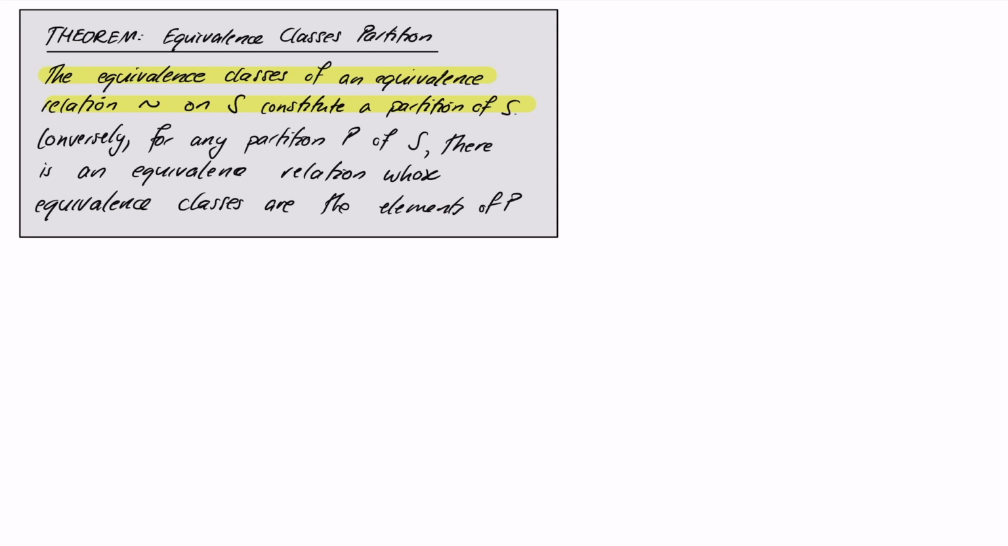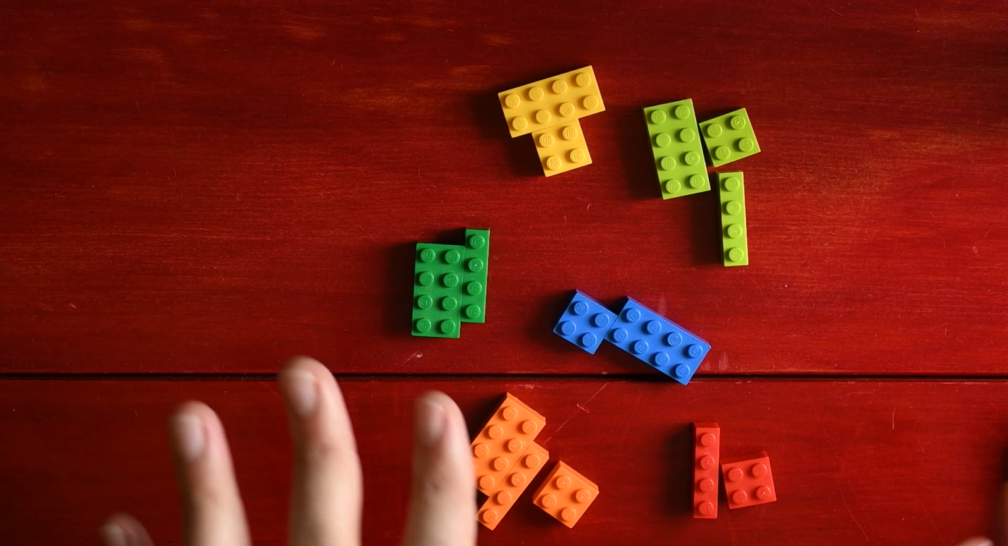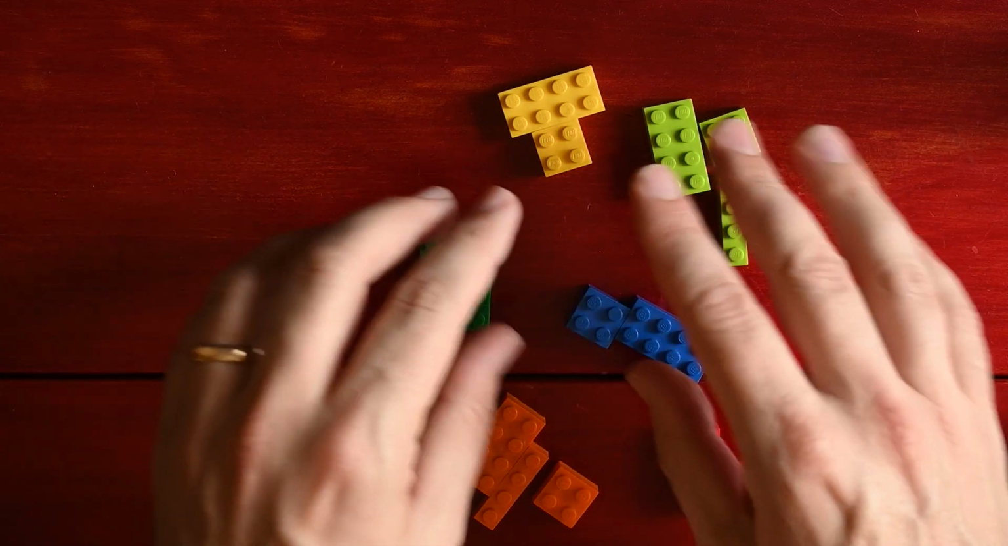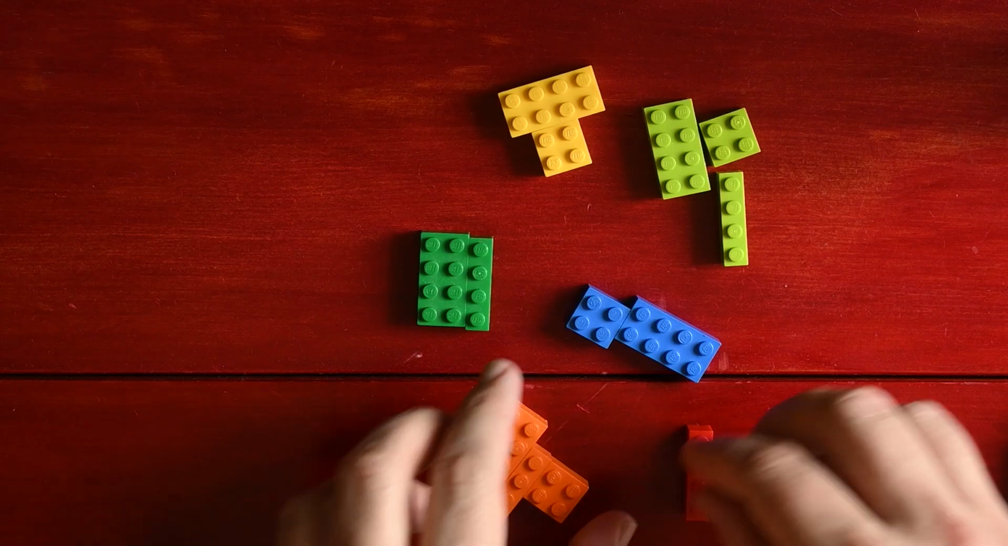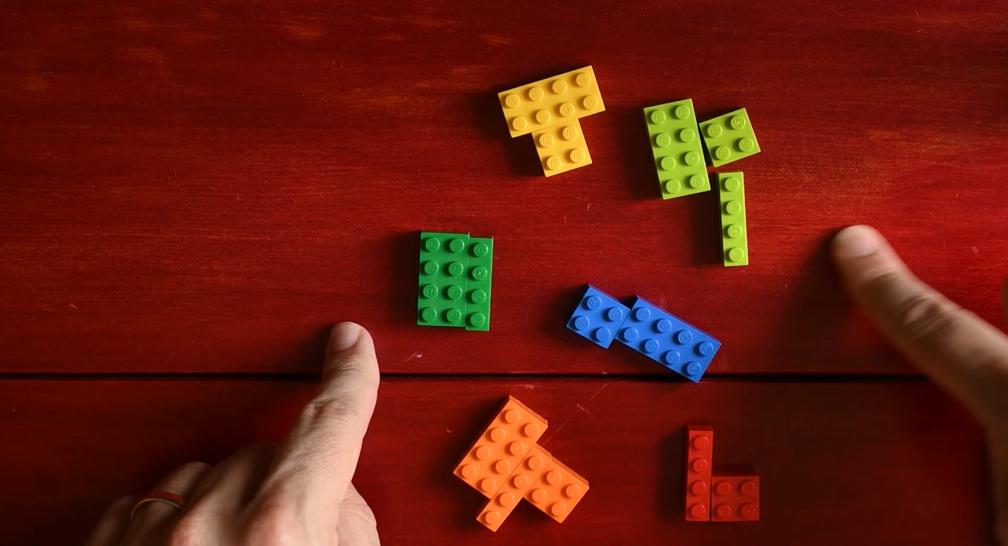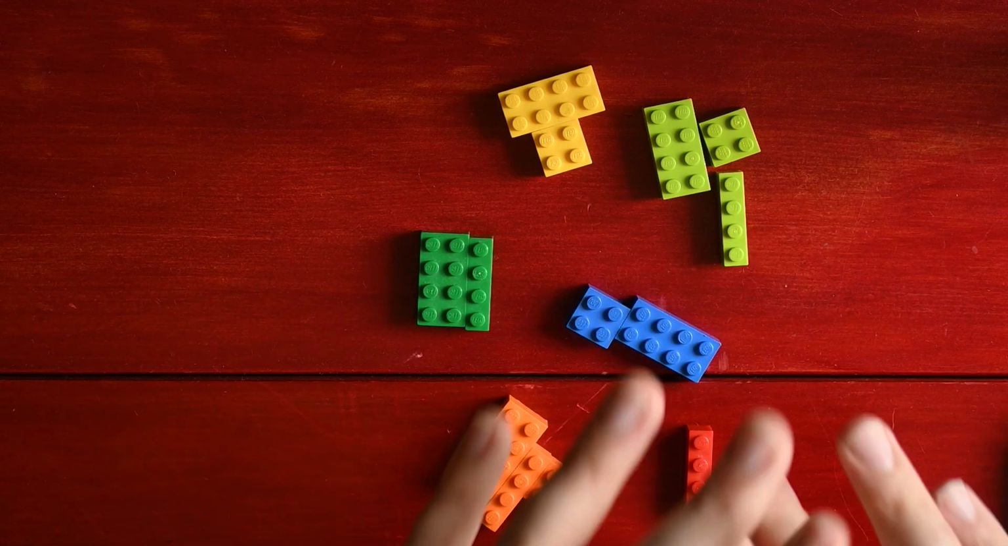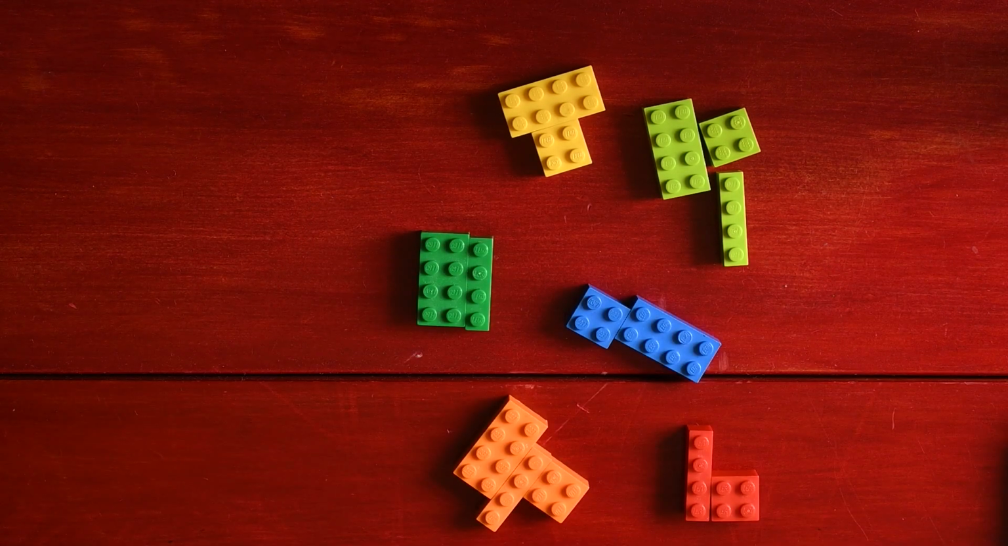So this says that the equivalence classes of an equivalence relation constitute a partition. That's just a fancy way of saying if we've got a relation like colors are equal, then that will automatically split our set up into these equivalence classes, into a partition. So to show that our equivalence classes make a partition, there are two things we need to show. The first thing is that there are no bricks left out. There are no bricks that aren't in an equivalence class, because we have to cover the entirety of our set. The second thing we need to show is that the equivalence classes don't overlap at all.